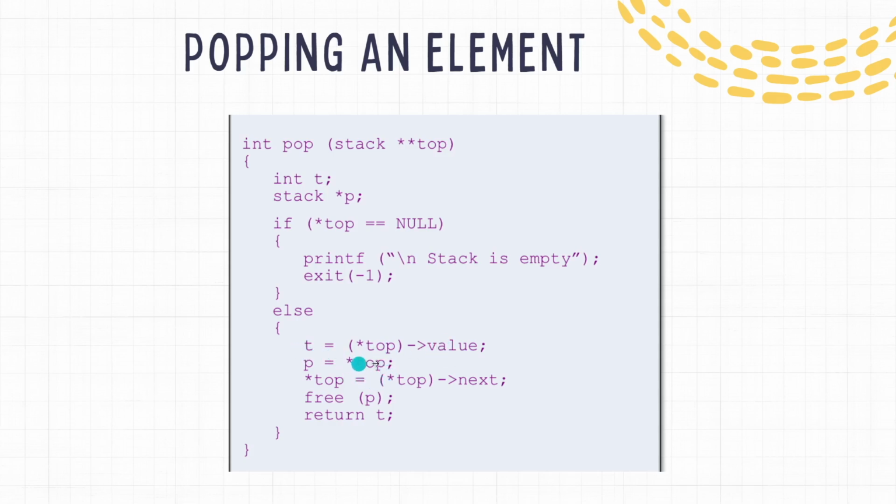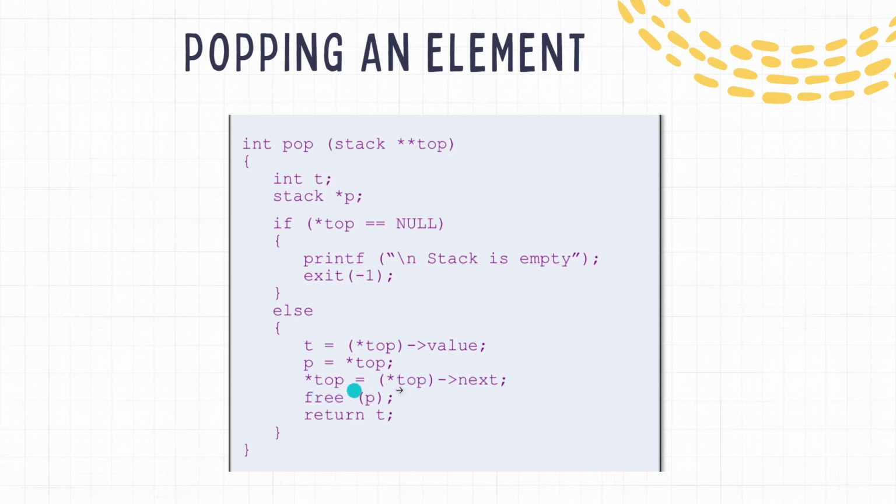Then what I do is set up a pointer named p to point to the same thing being pointed to by top. So, top is pointing to the first node, and now I make p also point to the first node. After that, I set top to point to the next node in the list, which is the node following the first node. So, top next has the address of the second node of the list.